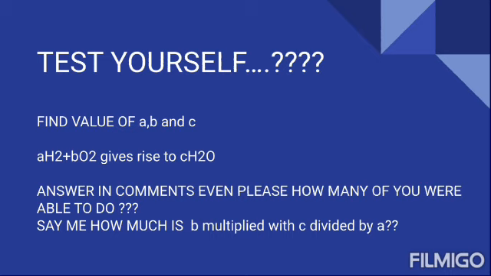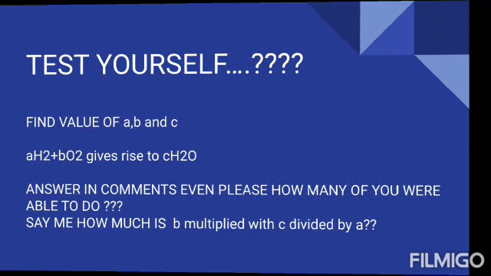Now that you have got the values of a, b and c, you need to multiply a into b. Sorry, you need to multiply b into c. Multiply them if you have got the values. Multiply b and c, and whatever value you get, divide it by a. So this was the question.